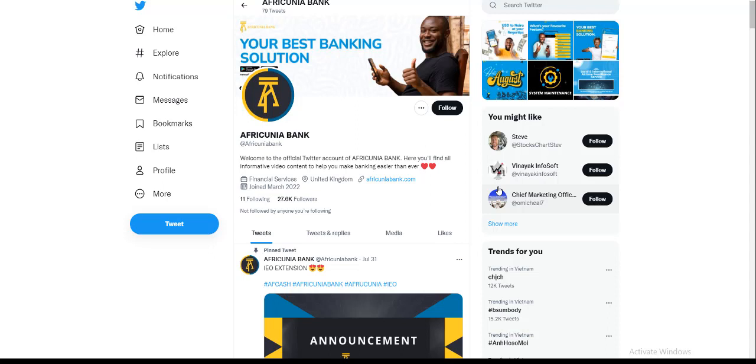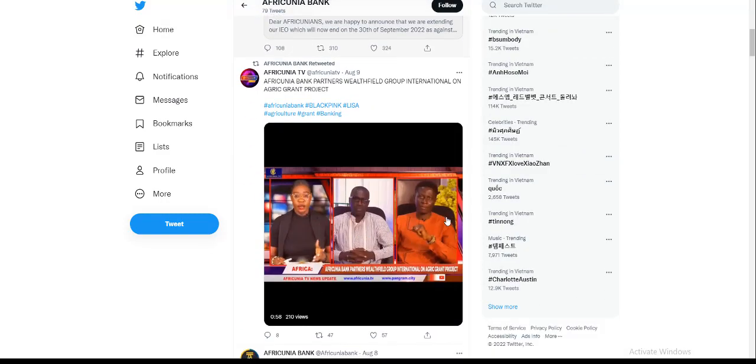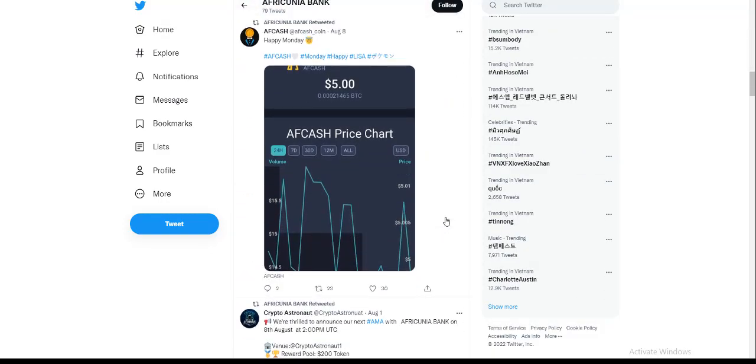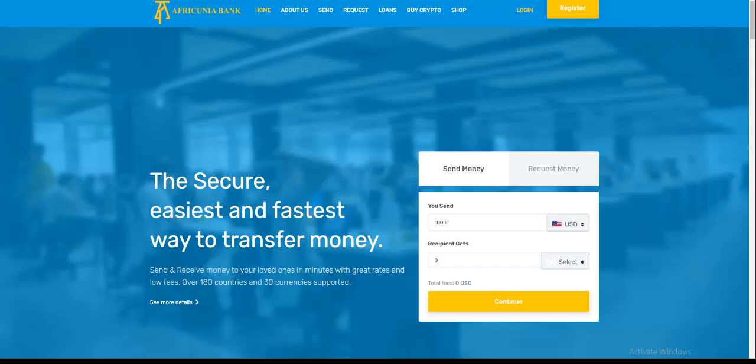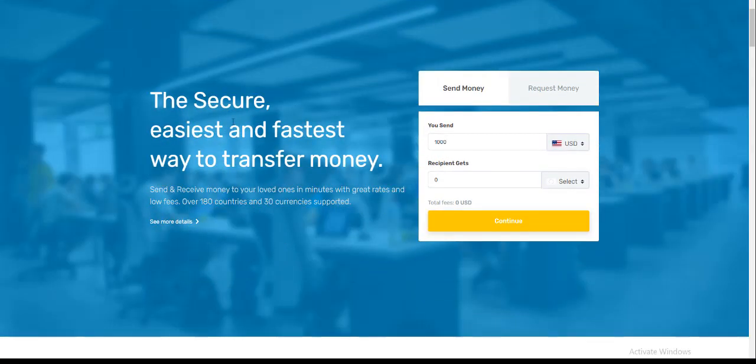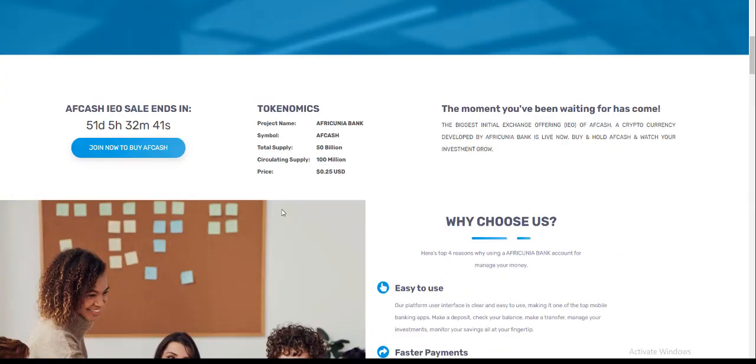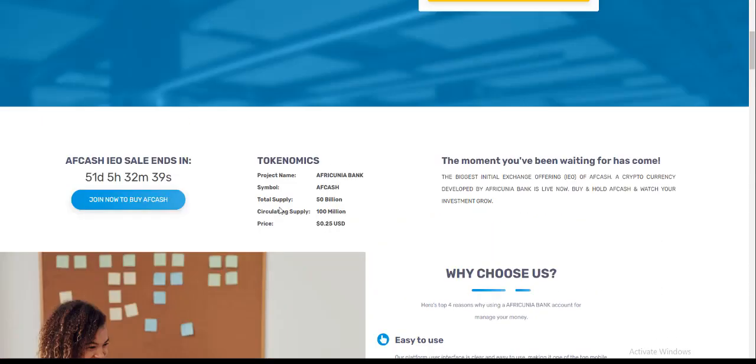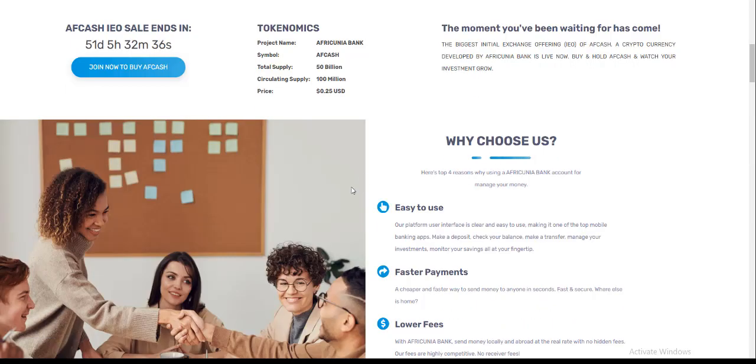Today I will introduce to you the Africunia Bank IEO project, responsible for online money transfer with no hidden fees. Our online money transfer app offers you real-time payment methods in more than 180 countries and supports 120 currencies worldwide. The safest, easiest, and fastest way to transfer money. Send and receive money to your loved ones in just a minute.